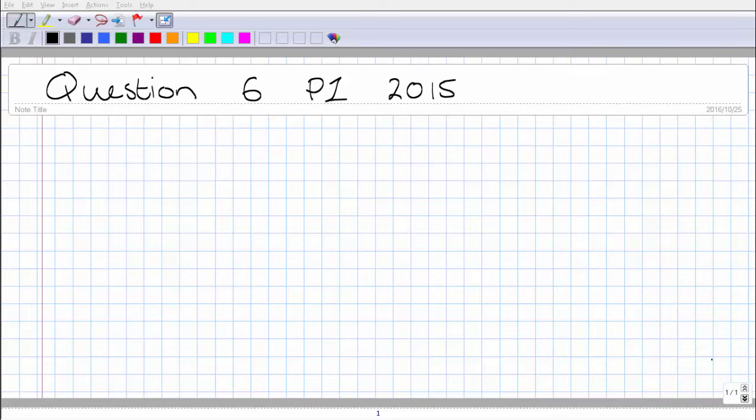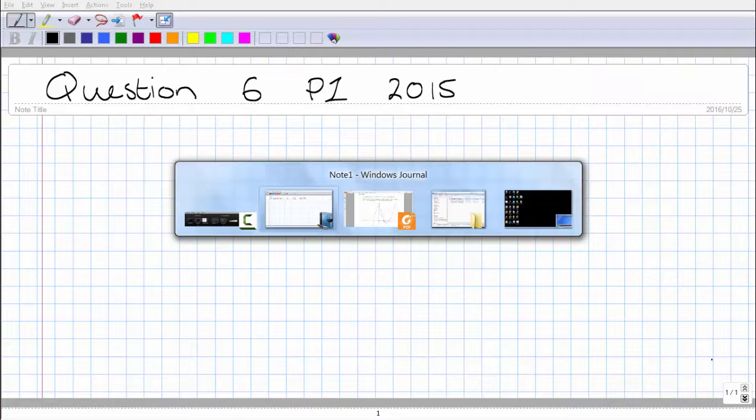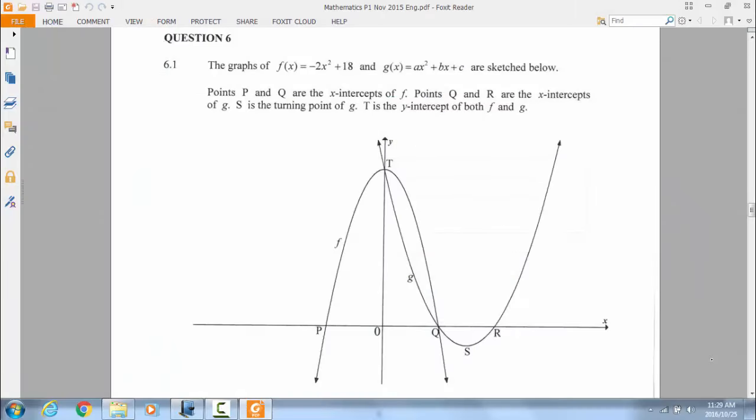Hi guys, so this video is going to look at question number 6 of paper 1 for the 2015 exam paper. So the first thing we're going to do is actually read out the question here, and if you look here, we've got a typical graph question. We've got a parabola and another parabola. So we've got two parabolas, and it says here the graphs of f of x is given by negative 2x squared plus 18 and g of x, which is some unknown, and they're sketched below.